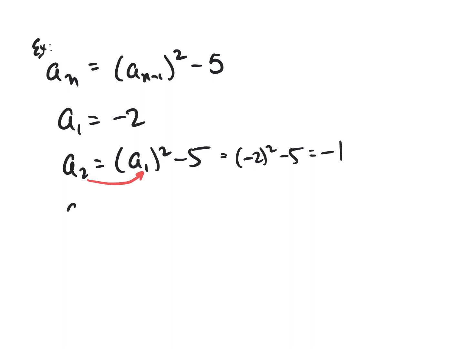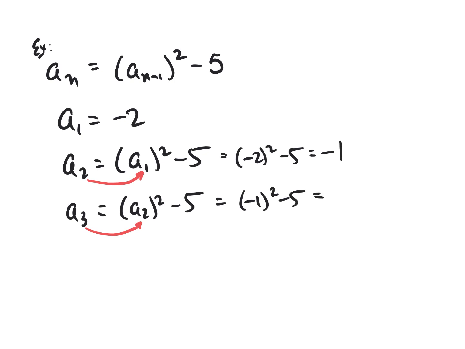And then to get to a sub 3, we have to use a sub 2, so that would then be a sub 2 squared. Again, this one is 1 smaller than that one. But we know what a sub 2 is. A sub 2 is equal to negative 1. So we can do the math. Negative 1 squared is 1, and 1 minus 5 is negative 4.